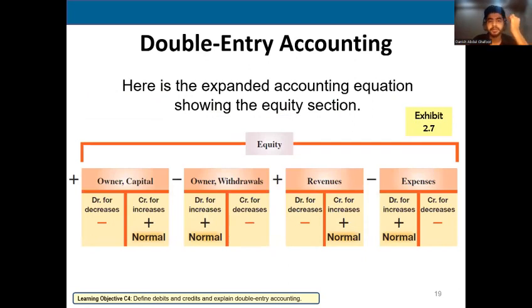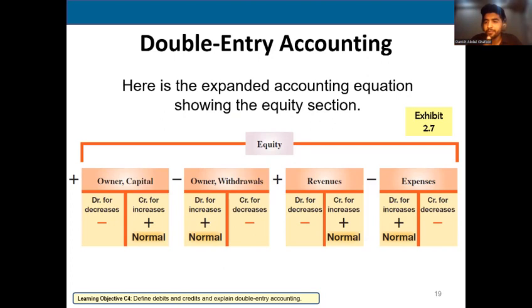Here is how the double entry accounting system works. Here is the expanded accounting equation showing the equity section. We said revenue minus expenses is equal to retained earnings, and those retained earnings are part of the equity account. Revenue and expenses are account heads in the income statement, from where we get the net profit. The net profit goes from your income statement to the equity part of the balance sheet. So here the equity part is shown in extended form.